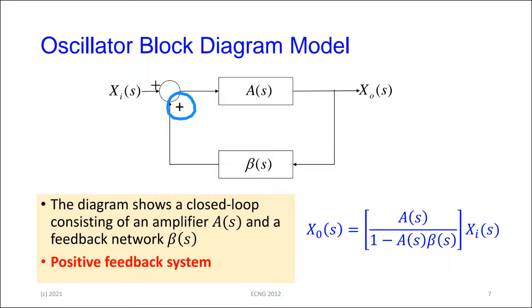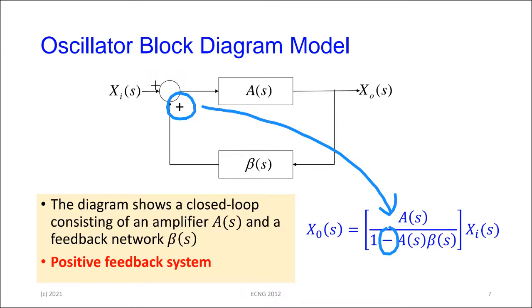And as we summarized, when you simplify the block diagram, the positive feedback system now gives you A over 1 minus A beta. So negative gives you a positive sign below, the positive gives you a negative sign below.